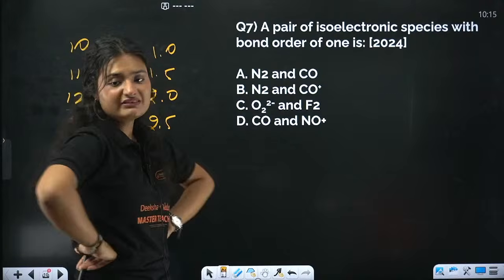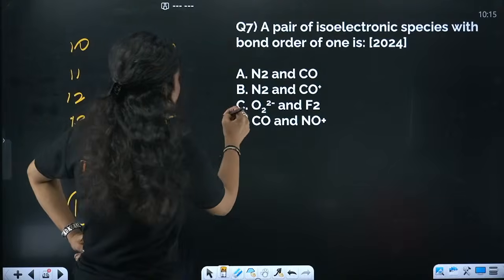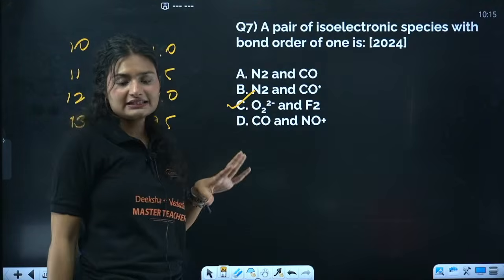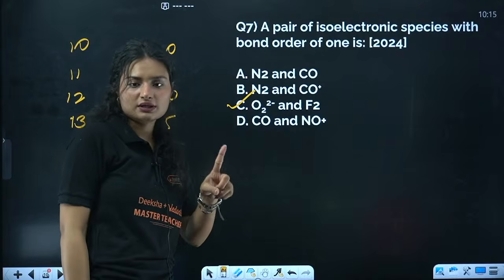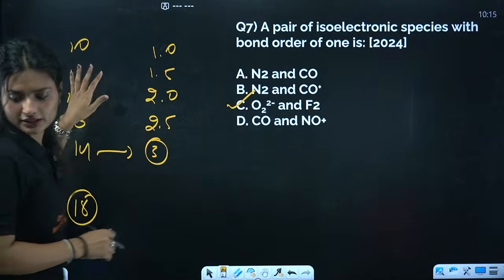So which species have 18 electrons here? Yes, the correct answer is option C, because both of them have 18 electrons, and for 18 electrons the bond order is 1. For 18 electrons the bond order is 1. Clear? You remember it, okay?